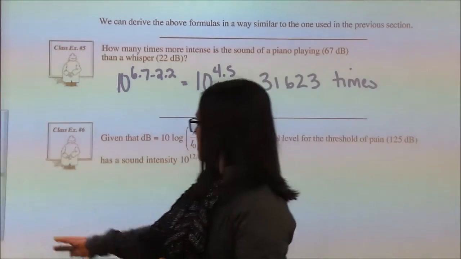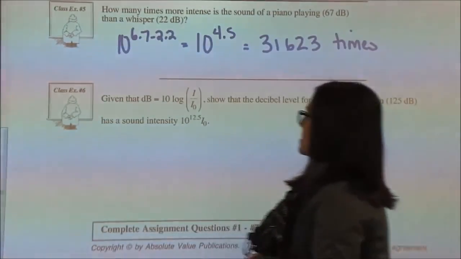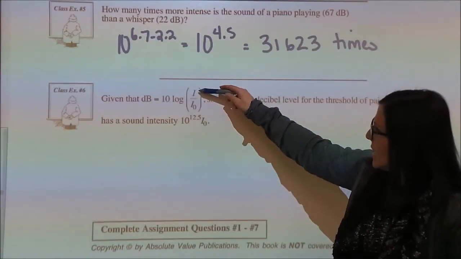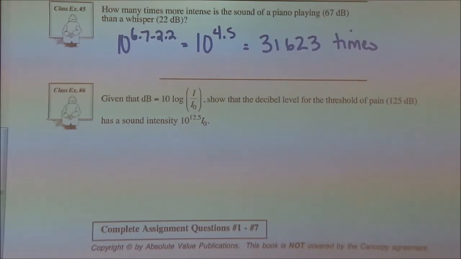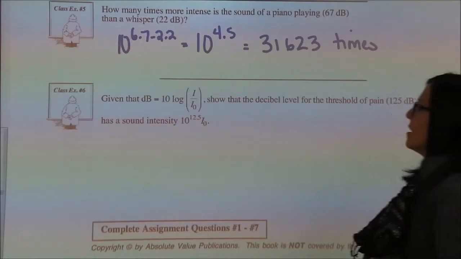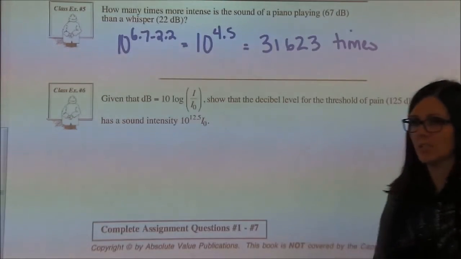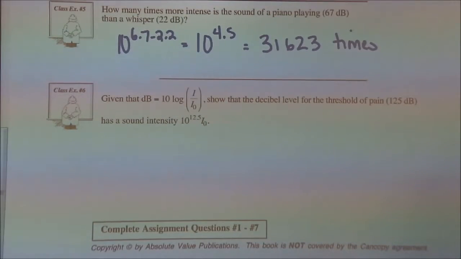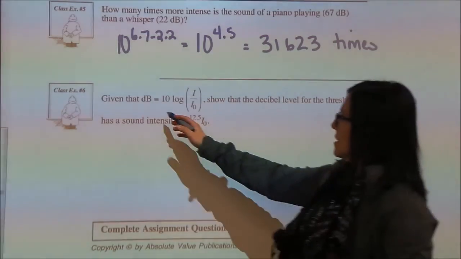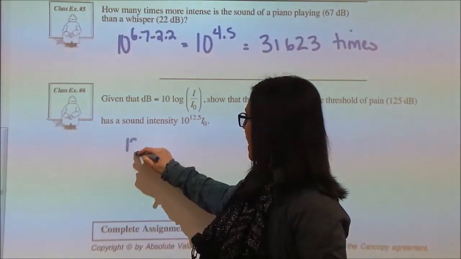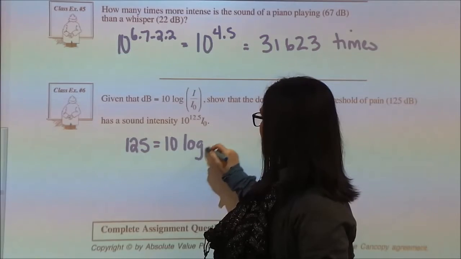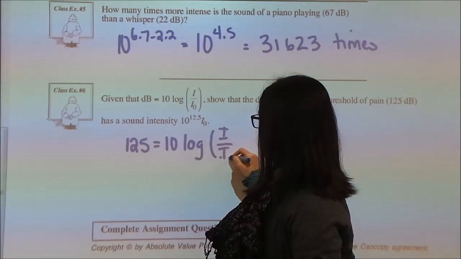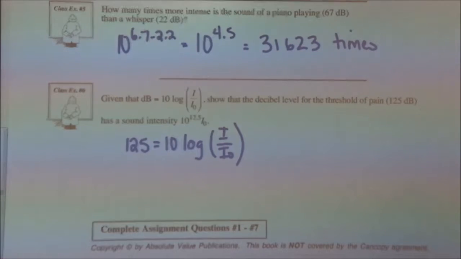Given that a decibel equals 10 times the log of the given intensity divided by the initial intensity, show that the decibel level for the threshold of pain has a sound intensity of 10 to the power of 12.5 times the initial intensity. So if I fill in my question, the decibel, that is my threshold of pain, so 125 equals 10 times the log of I divided by I0.